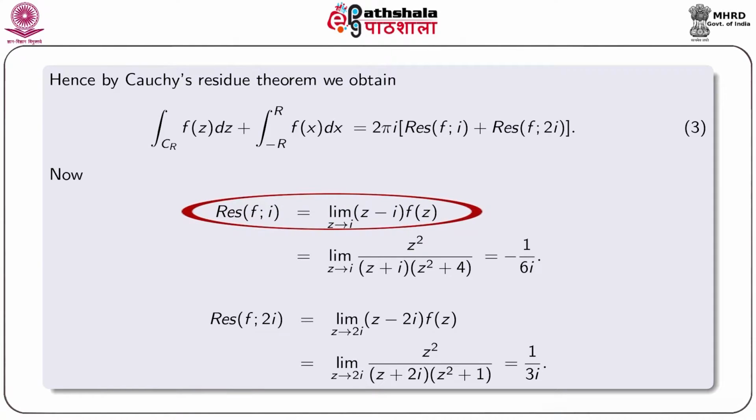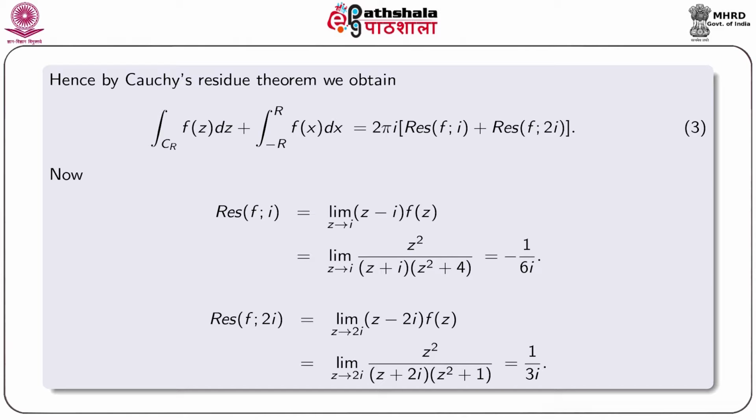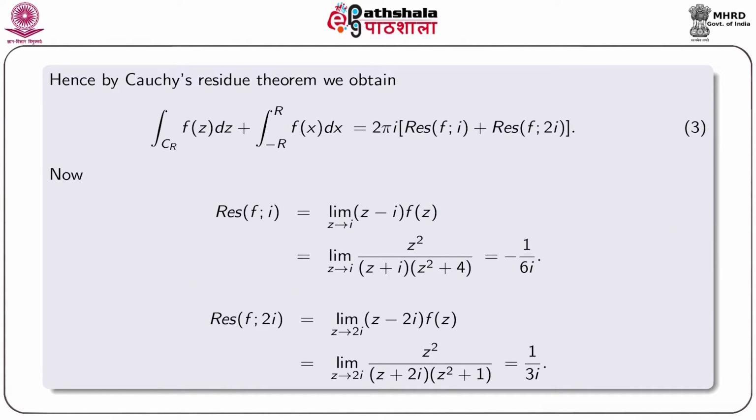Now, the residue of f at i is equal to the limit as z tends to i of (z − i) f(z), that is equal to the limit as z tends to i of z² / ((z + i)(z² + 4)), which is equal to −1/(6i). Again, the residue of f at 2i equals the limit as z tends to 2i of (z − 2i) f(z), that is equal to the limit as z tends to 2i of z² / ((z + 2i)(z² + 1)), which is equal to 1/(3i).